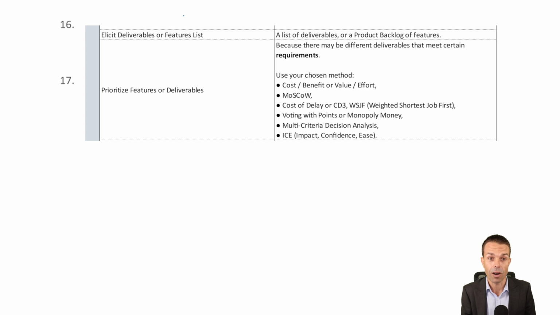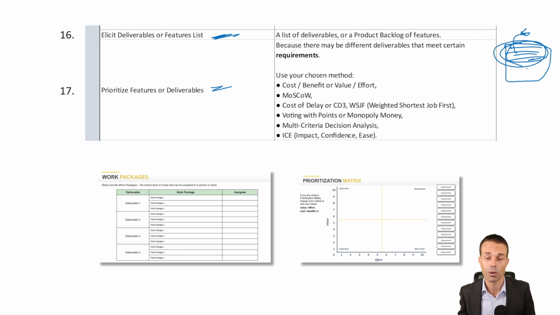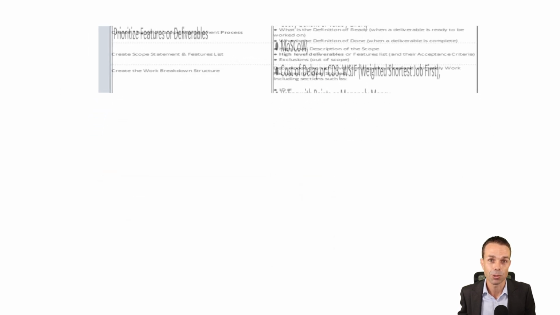Once we've got that high-level features list, then we can prioritize those as well. So we might have some deliverables, they're meeting all of our requirements, and these are the ones at the top that we really need to deliver first because they're the highest priority. Many different ways to prioritize as well. Multi-criteria decision analysis, voting, MoSCoW, cost of delay, weighted shortest job first, cost or benefit, value or effort, impact, confidence, and ease, many different ways. None of them are wrong, it's just what we decide as a team that we're going to use. And once we agree, then let's do it that way.